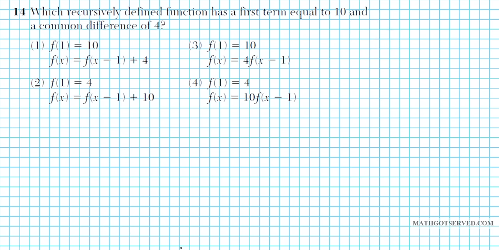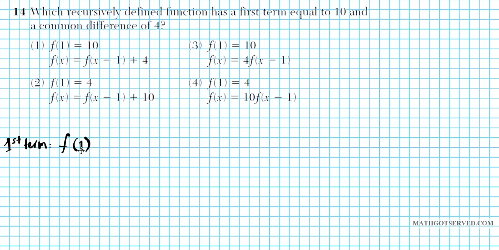All right, let's take a look at problem number 14. It says, which recursively defined function has a first term equal to 10 and a common difference of 4? Okay, so if you think of first term, basically you have a function where when you input the first term, you get an output of 10. So first term is going to be f of 1.